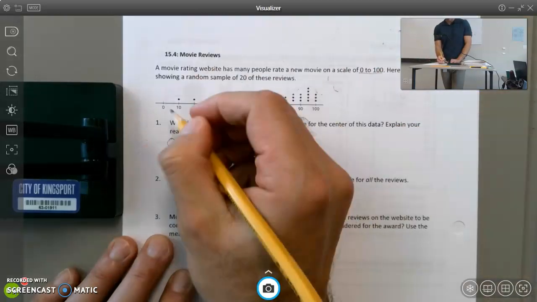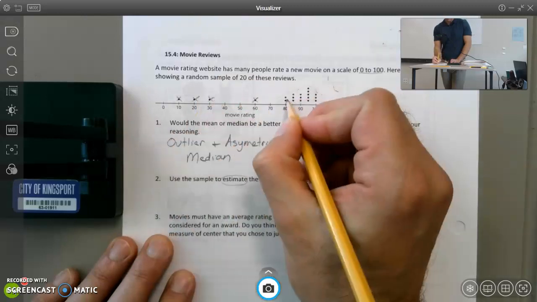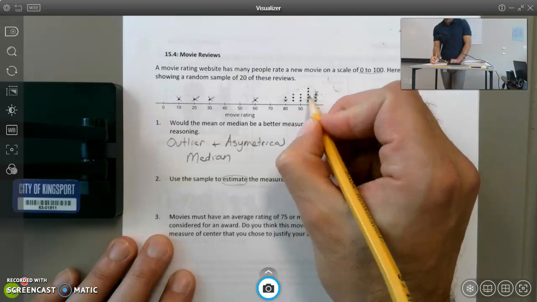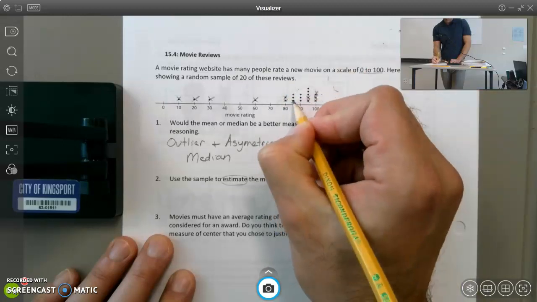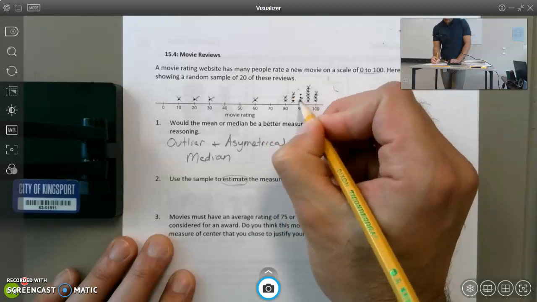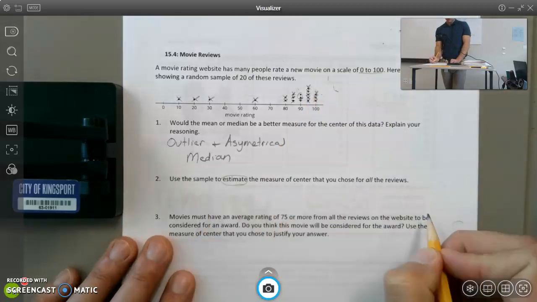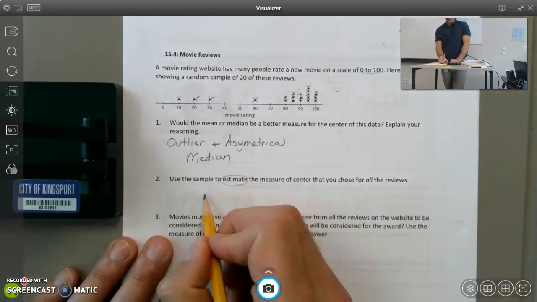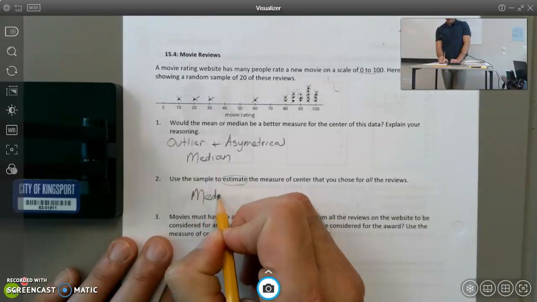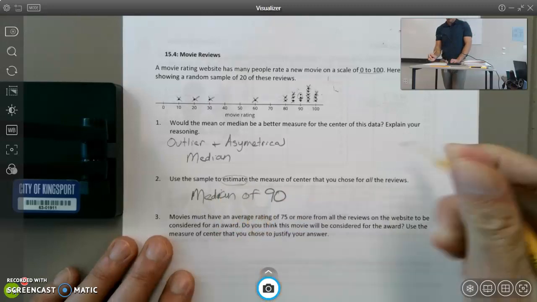So let's look here. I'm going to cross these out. 1, 2, 3, 4, 5. 1, 2, 3, 4, 5. 1, 2, 3, 4. 1, 2, 3, 4. All right, and then we're left with 2 points at 90. So that means we are going to have a median of 90.